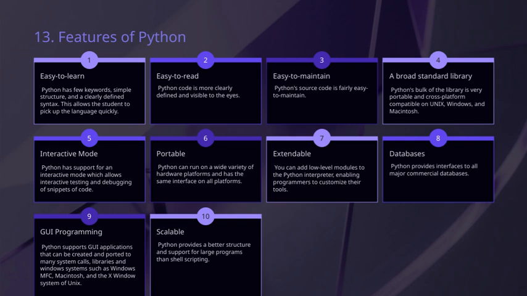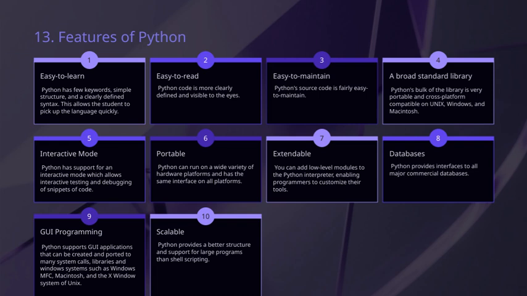Another important point is that Python is extendable. You can add low-level modules to the interpreter, allowing programmers to customize and enhance their tools as needed. This flexibility opens up many possibilities for optimization and specialized functionality. Compared to shell scripting, Python offers a better structure and support for large programs. Its source code is fairly easy to maintain, which is essential as projects grow in complexity. Clear, organized code helps teams collaborate more effectively and reduces bugs.